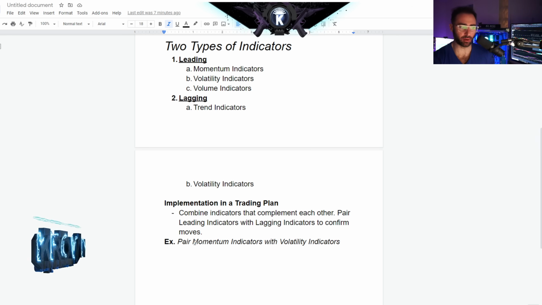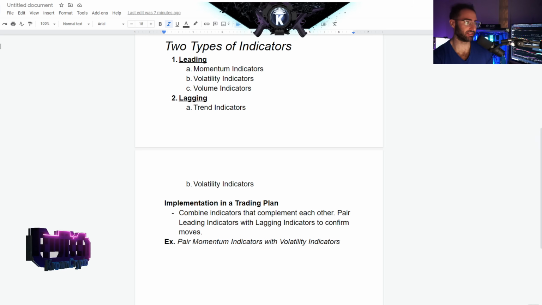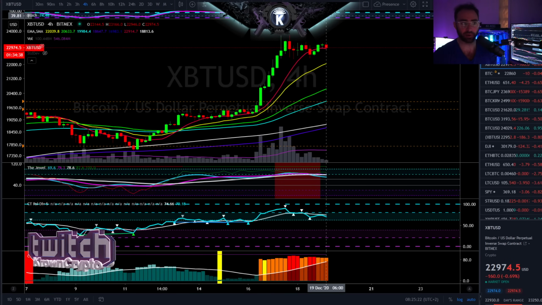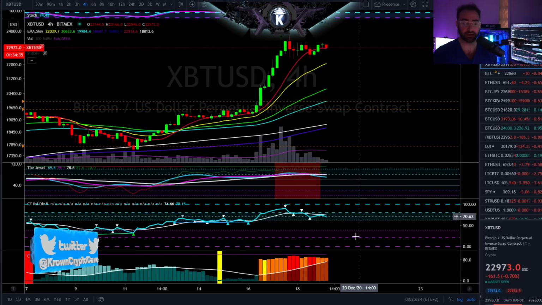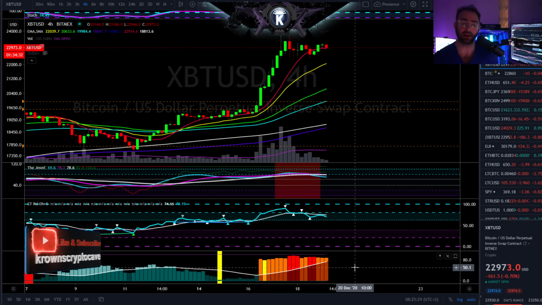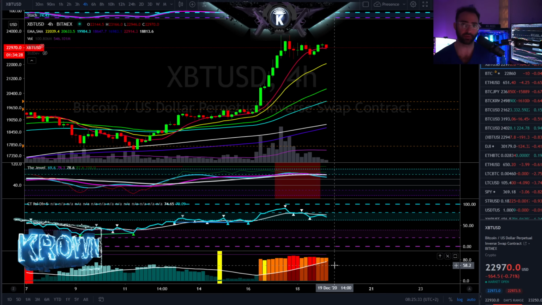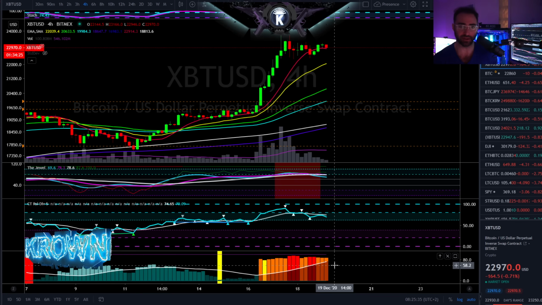Another example right here, pair momentum indicators with volatility indicators. Obviously this one is quite cut and dry. If we're looking at volatility indicators to give us a heads up on when a move is maybe coming, then we want to pair it with something that's going to give us an idea on direction. So in this case, momentum indicators could be used. We could also use trending indicators as well.